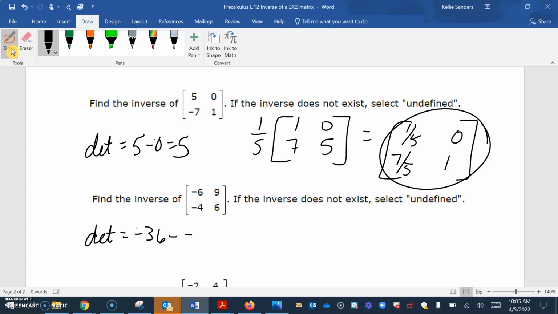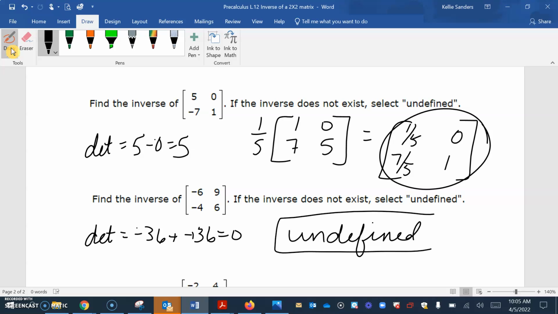-36 minus a -36 is 0. So this is undefined because we cannot have a 0 on the bottom.